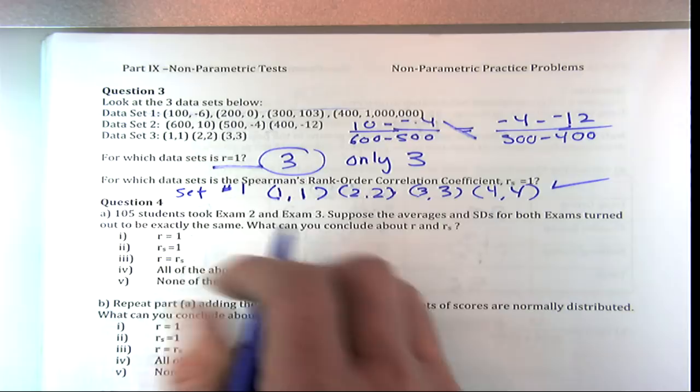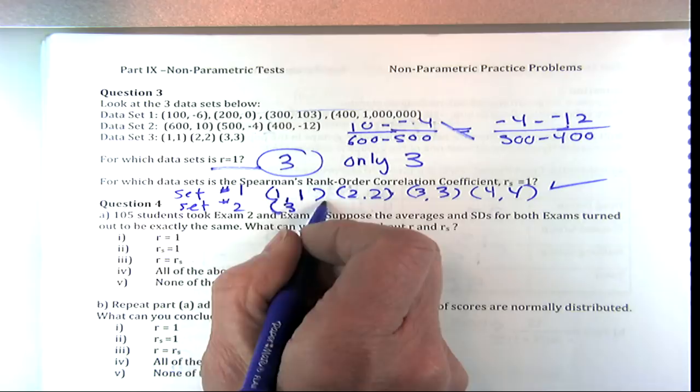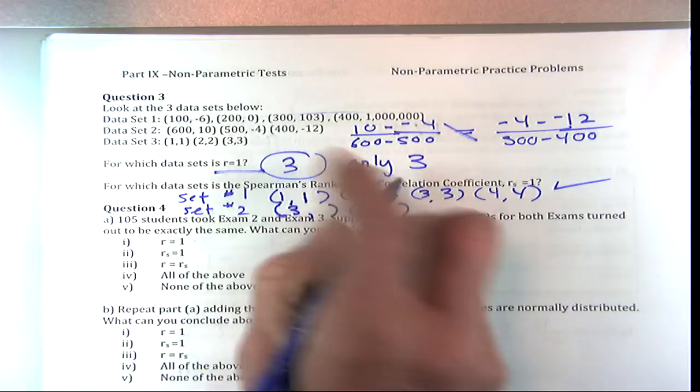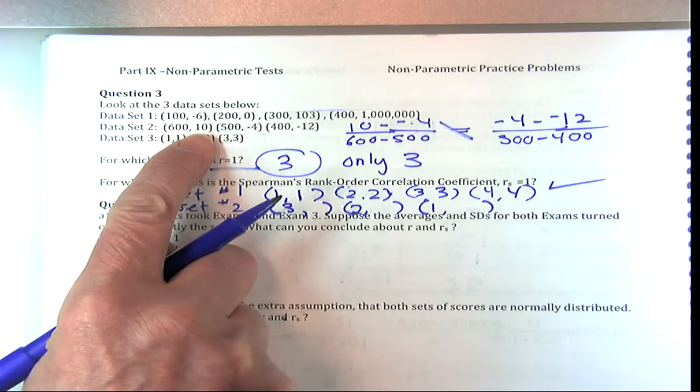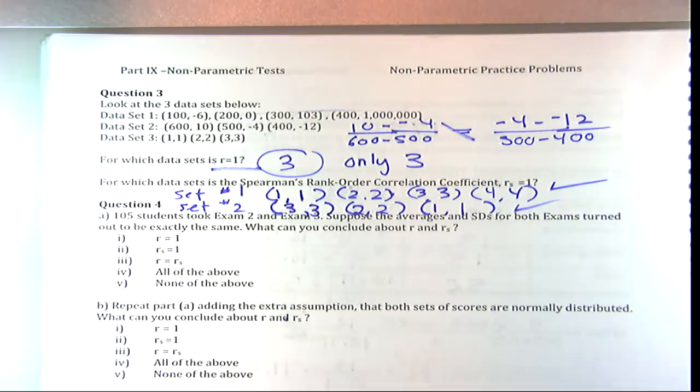So how about set number 2? We can do the same thing. Okay, that's the biggest. That's number 3. Let's do the X's first. That's 2. That's the smallest one. Now, is that number three? That's the biggest, that's in the middle, and that's the smallest. So yes, they're both. So all of them.